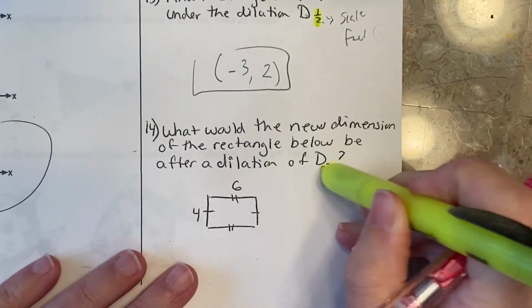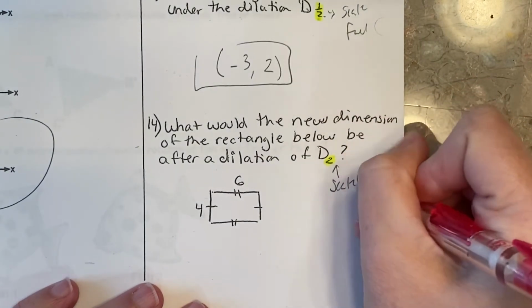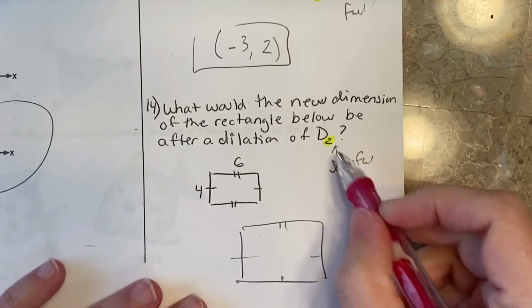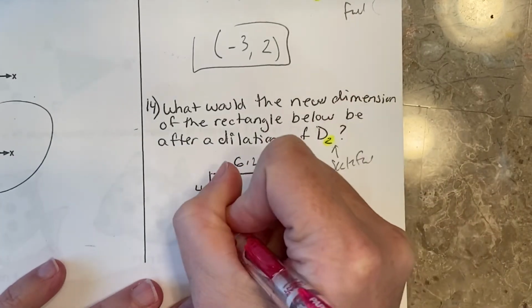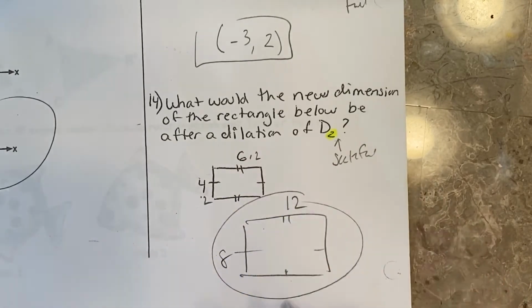Right, so we have one with a rectangle. You see your scale factor of 2. I automatically know it's going to be an enlargement because the number is going to get bigger. So multiply both of these by 2. 6 times 2 is 12. 4 times 2 is 8. And that is our new shape.